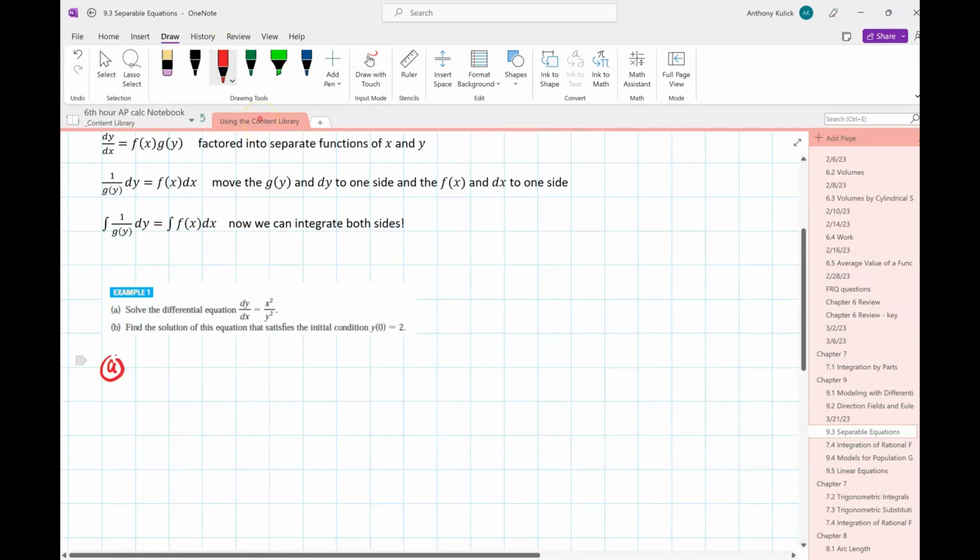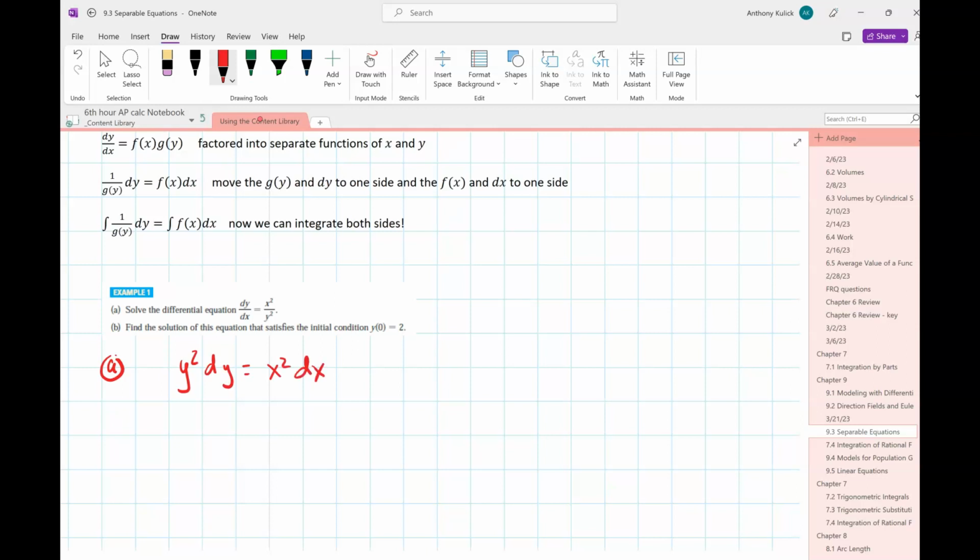So part A, again, it says to solve the differential equation. My goal here is going to be to separate these. So I want to get the y's on one side. So I'm going to multiply both sides by y squared and multiply both sides by dx. Everybody okay with how I got to here?